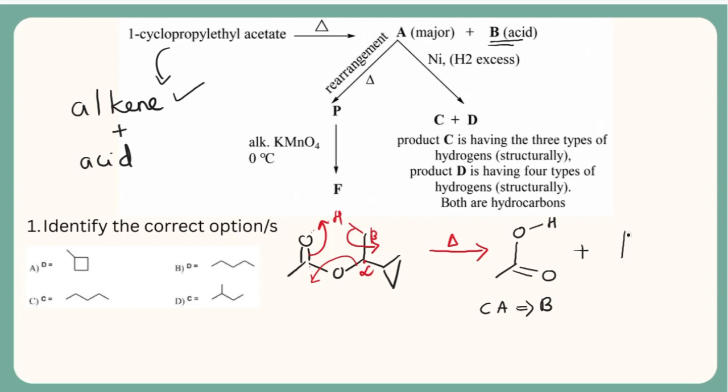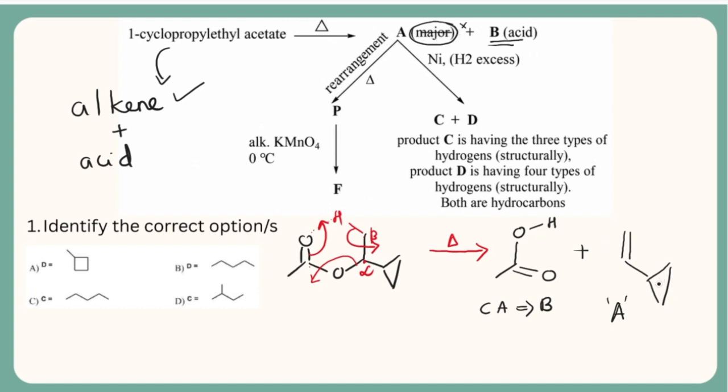Between alpha and beta, there is a double bond and it is attached to cyclopropane like this. It's a cyclopropyl ethene molecule. That is nothing but our product A. It need not necessarily be the major product. It is not applicable here, okay? Because if 1 mole of product A forms, there will be 1 mole of B also formed. So you can ignore this part here.